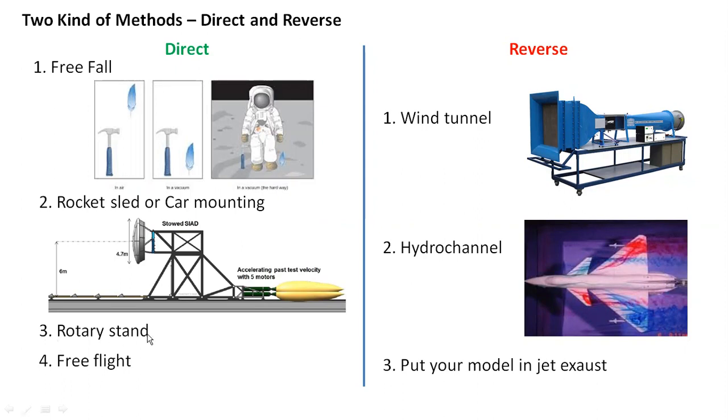Third is a rotary stand. It's a very old technique. You have a frame that rotates, and at the far end of this frame you put your model. This model rotates around a single axis, and you can measure some forces. But this is an unreliable method because rotation stands have a high level of vibration, and this vibration affects the measurements.